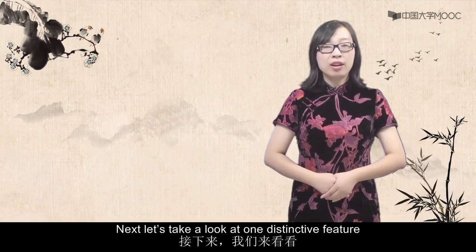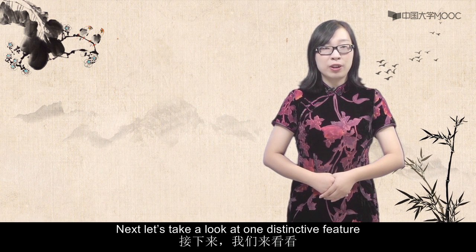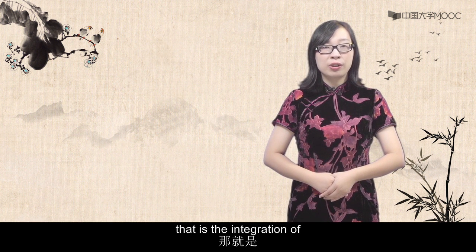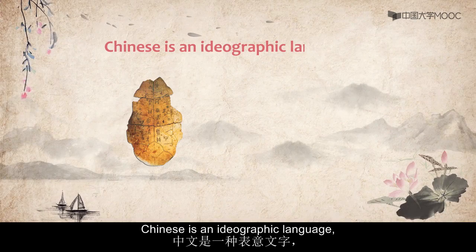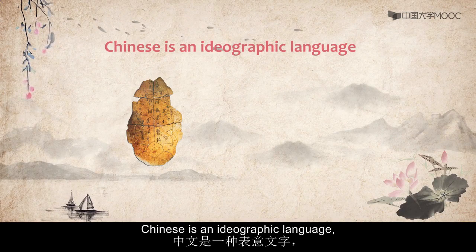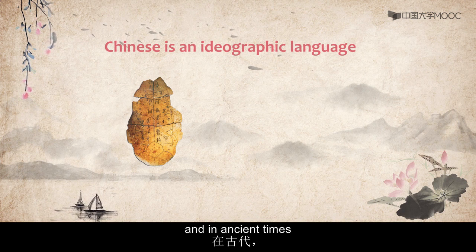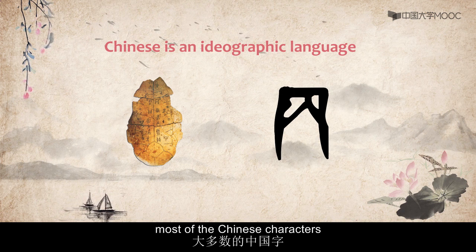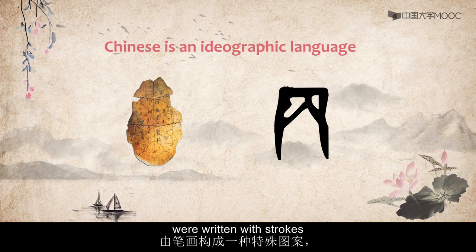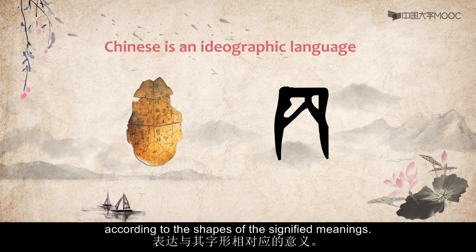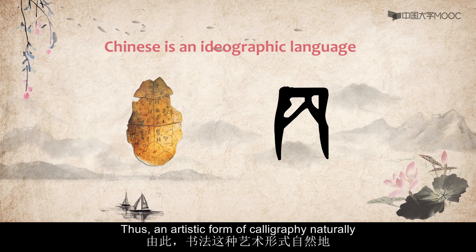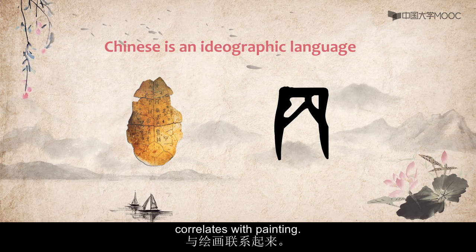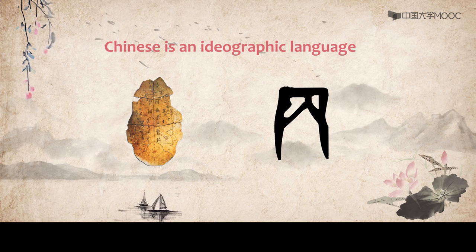Next, let's take a look at one distinctive feature of traditional Chinese painting, that is, the integration of poetry, calligraphy, and painting. Chinese is an ideographic language, and in ancient times, most of the Chinese characters were written with strokes according to the shapes of the signified meanings. Thus, an artistic form of calligraphy naturally correlates with painting.